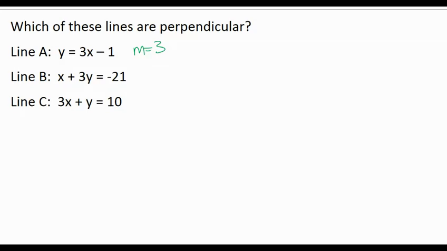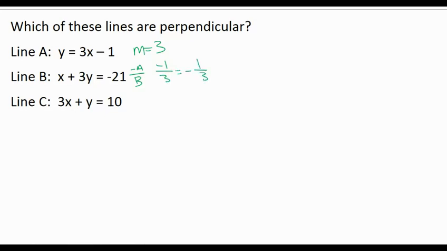So it's ax plus by equals c. Remember, negative a over b is the slope. So our a in this case is 1. There's nothing in front of the x, so we know that would be 1x. So it's going to be negative 1 over our b, which is 3. So our slope is negative 1/3.